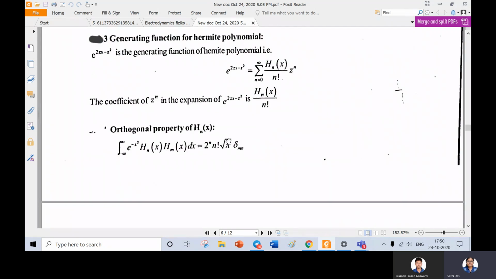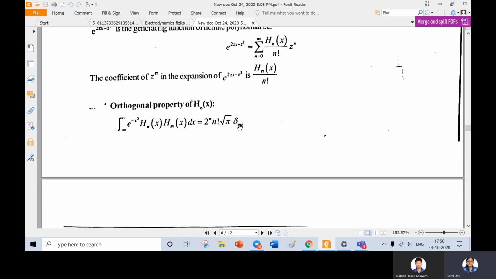Orthogonality property, you should also remember this one, that H_n also has an orthogonality property, meaning if you integrate from minus infinity to plus infinity e^(-x^2) H_n(x) H_m(x) dx, you will get a delta function. And the delta, delta_mn, will be 1 only when m equals n, otherwise it will be 0.